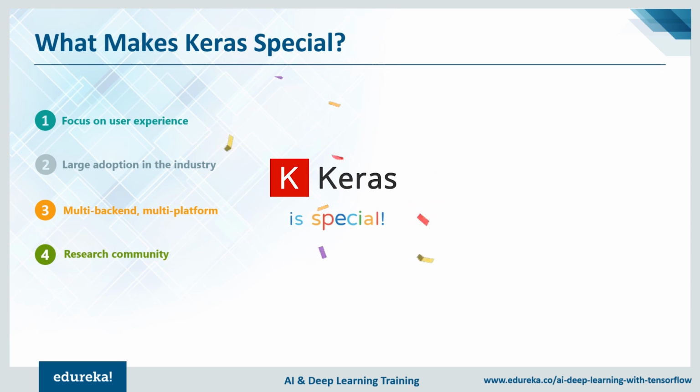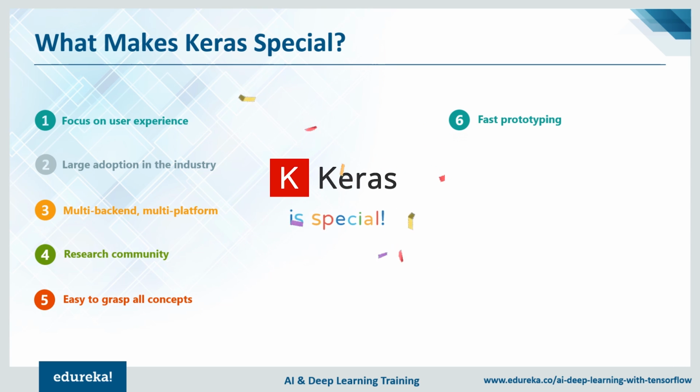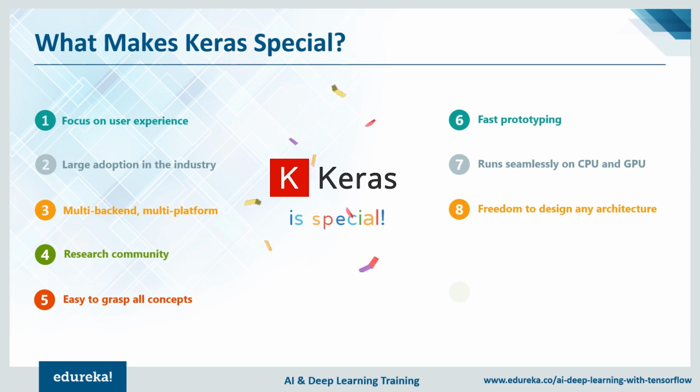Next up, the research community present for Keras is amazing along with the production community. So this is a win-win for me guys. So what do you think? And moving on, all the concepts are really easy to grasp with Keras guys. And next up, it supports fast processing, which is really good. And guys, it runs seamlessly on both the CPU and the GPU, and it has support for both Nvidia and AMD as well. And the best part for me is the freedom to design on any architecture and then later implement it as an API for your projects, guys. This definitely is a major advantage for me.